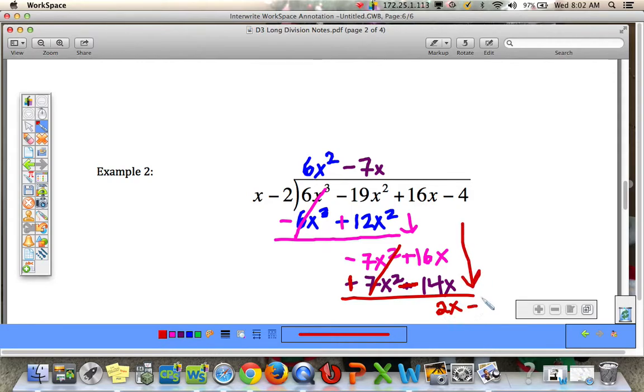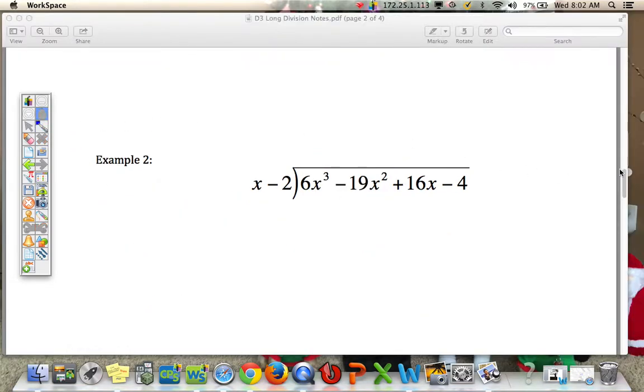And we carry down the minus 4. How many times does x go into 2x? Well, that would be 2 times. You multiply. So we have 2x minus 4, but then do the opposite. So minus and plus, and you can see that the remainder is 0. So x minus 2 is a factor of this, and we rewrite it in factored form. It would be x minus 2 times 6x squared minus 7x plus 2.